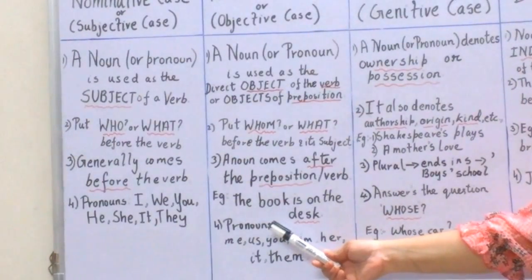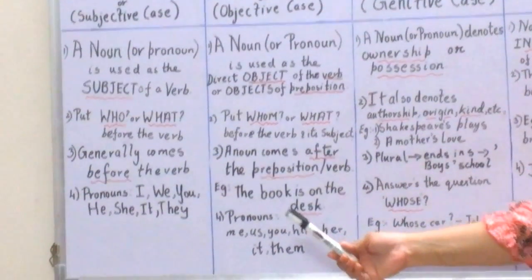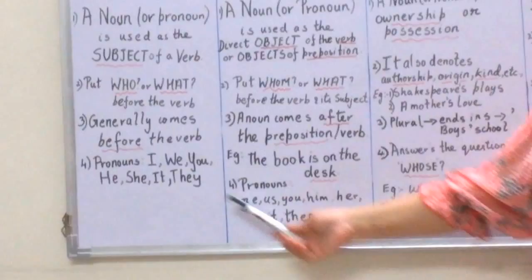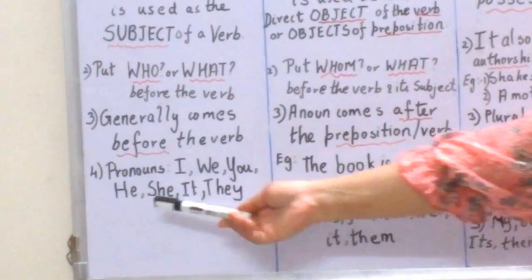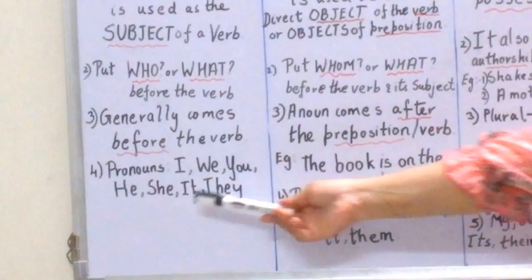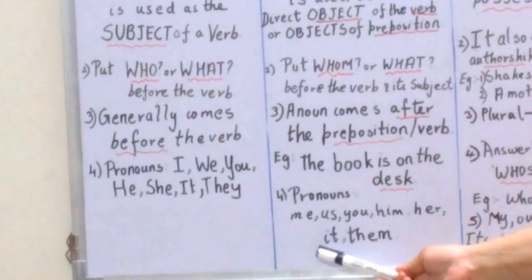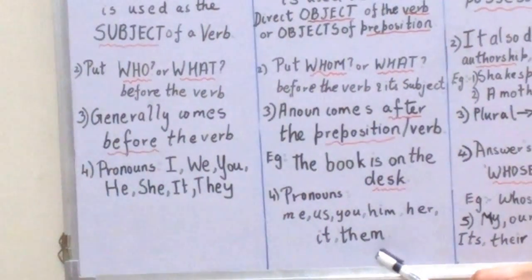Now we have the seven pronouns. From the nominative case, I changes to me, we changes to us, you changes to you, he changes to him, she changes to her, it changes to it, and they changes to them. This is all about the accusative case.